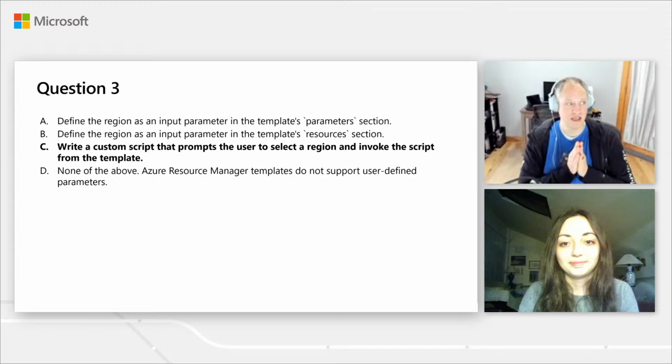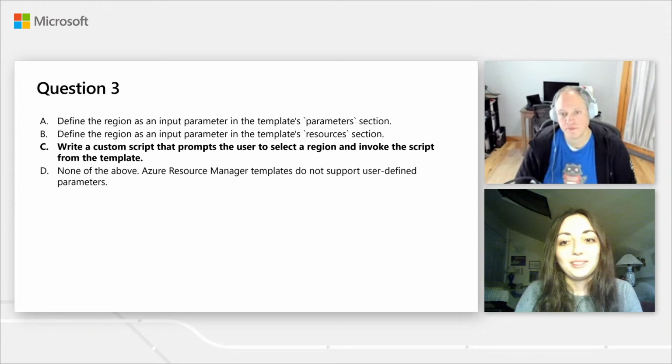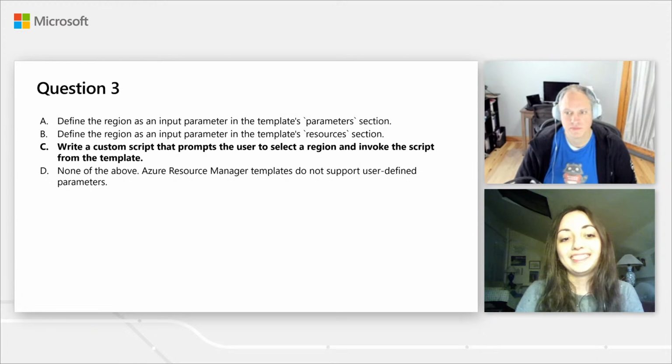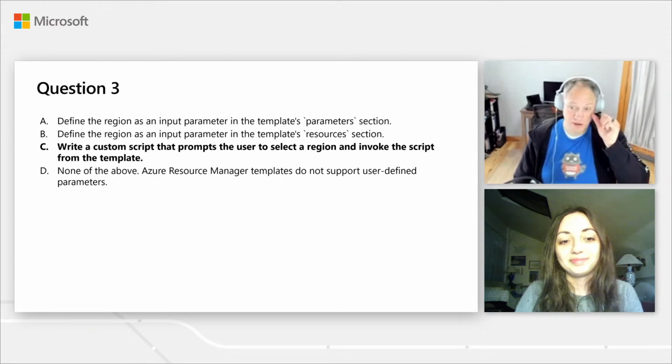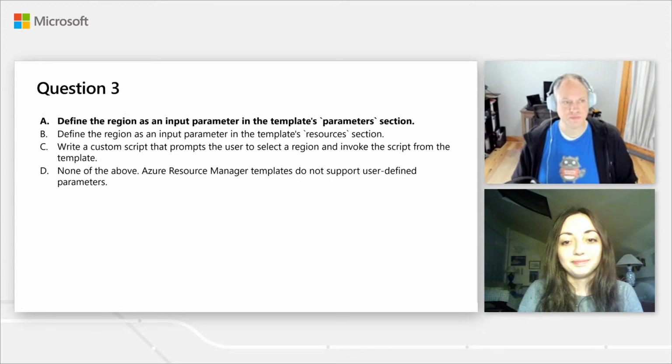How about C? We write a custom script that prompts the user to select a region and invoke the script from the template. So I think that this is a really hard way to achieve the result, so I don't agree with that. Okay, so I just checked in, and we do have a couple of people in the audience voting for C to get that custom script. Now, that is a way we could wrap the execution in a script, but I think there's a better answer here.